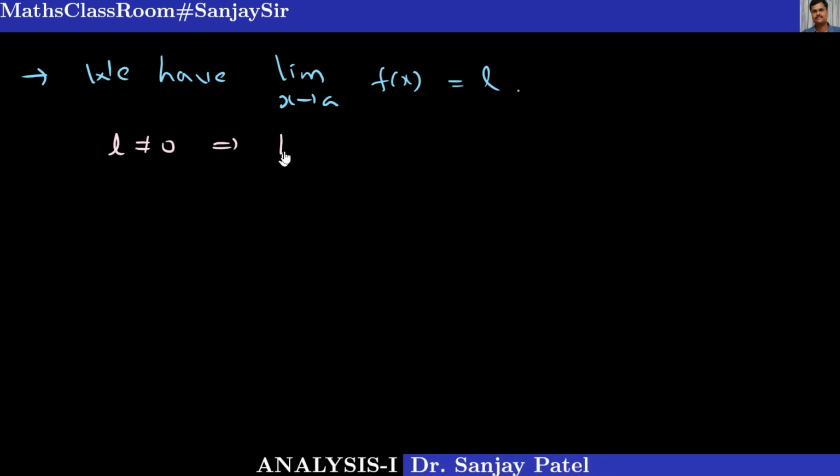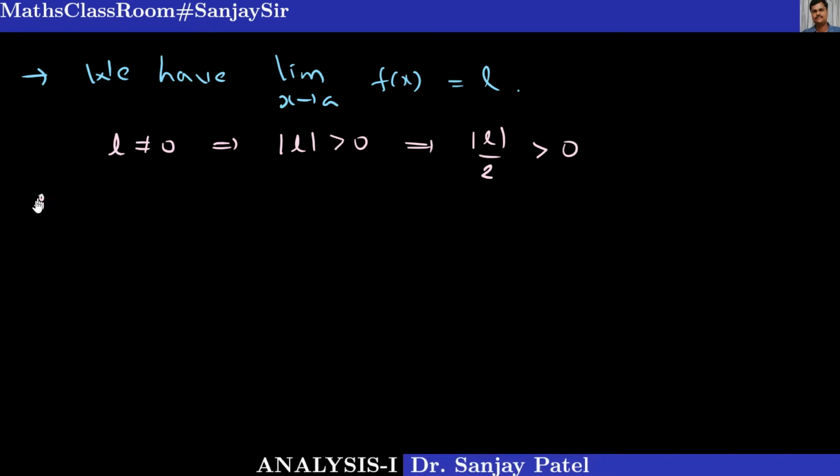So I can say mod of L is positive. And that implies mod of L by 2, this number, is also positive. So for this number, I want to take it as epsilon and apply the definition of limit for the fact that f(x) tends to L.